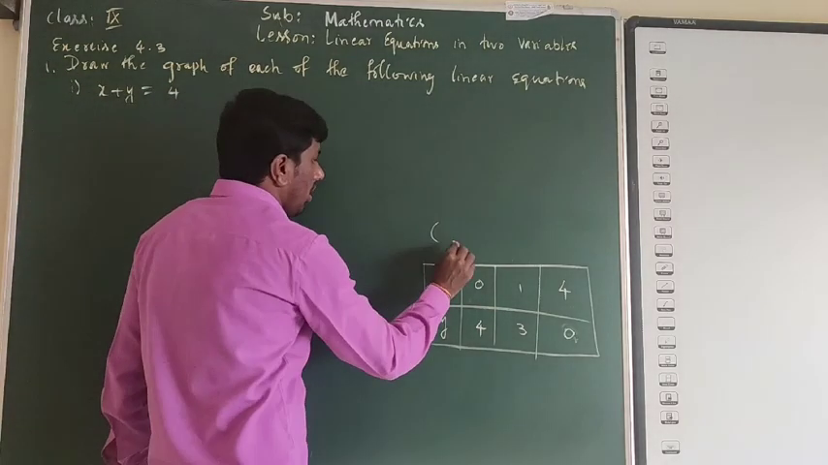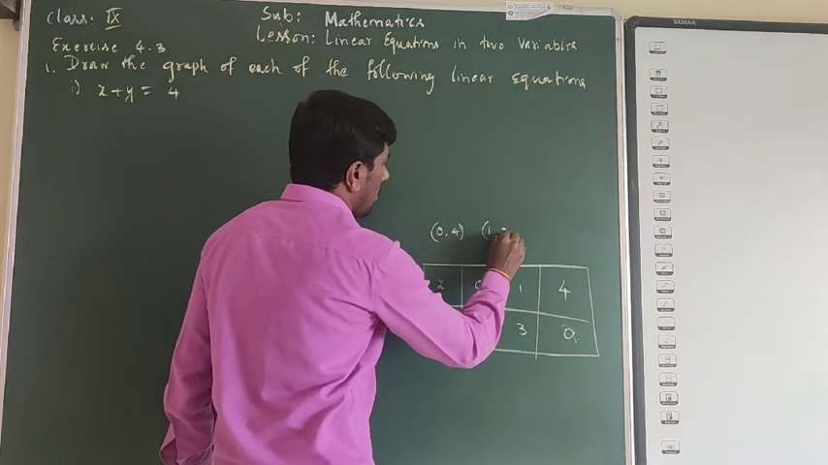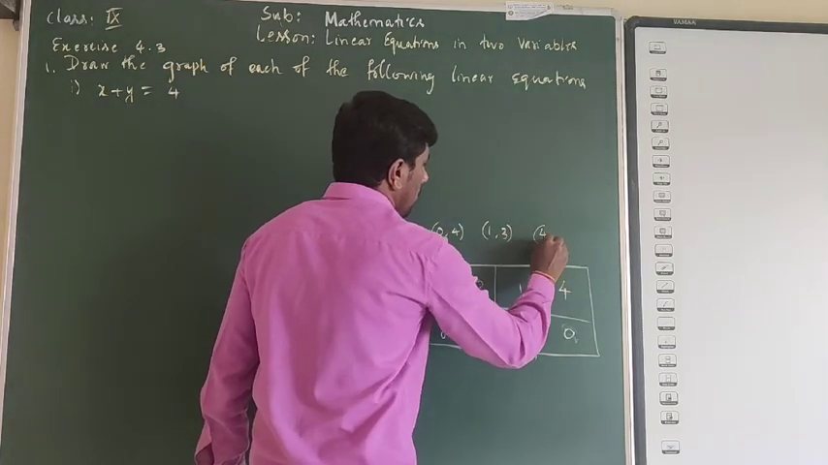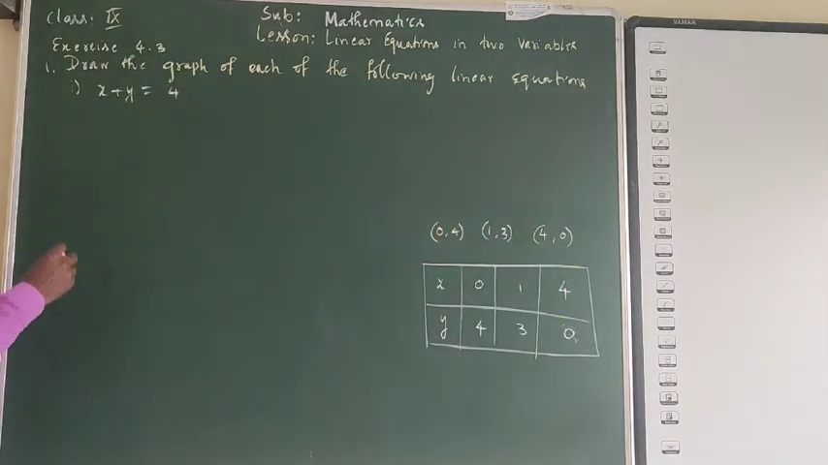What is the first point? We got 0, 4. The second point is 1, 3. Third point is 4, 0. Right? Three solutions we got. So now we'll draw the graph for this.